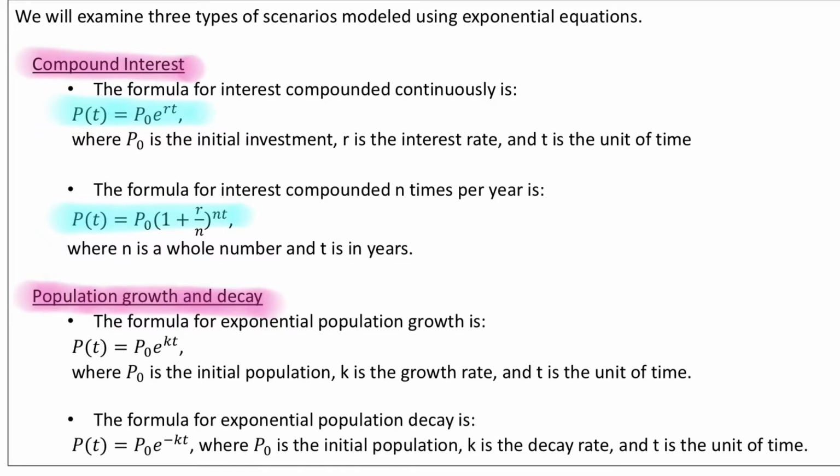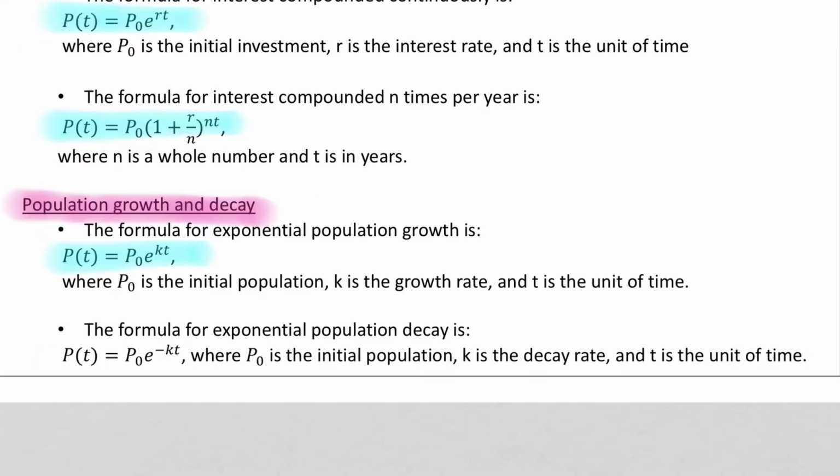All right, and then here we're talking about population growth and decay. So your formula for exponential population growth is this one here, where P0 is your initial population, k is your growth rate, so that's a percentage of growth, and t is your unit of time. And then the formula for population decay is very similar, the only difference being the negative sign in your exponent here.